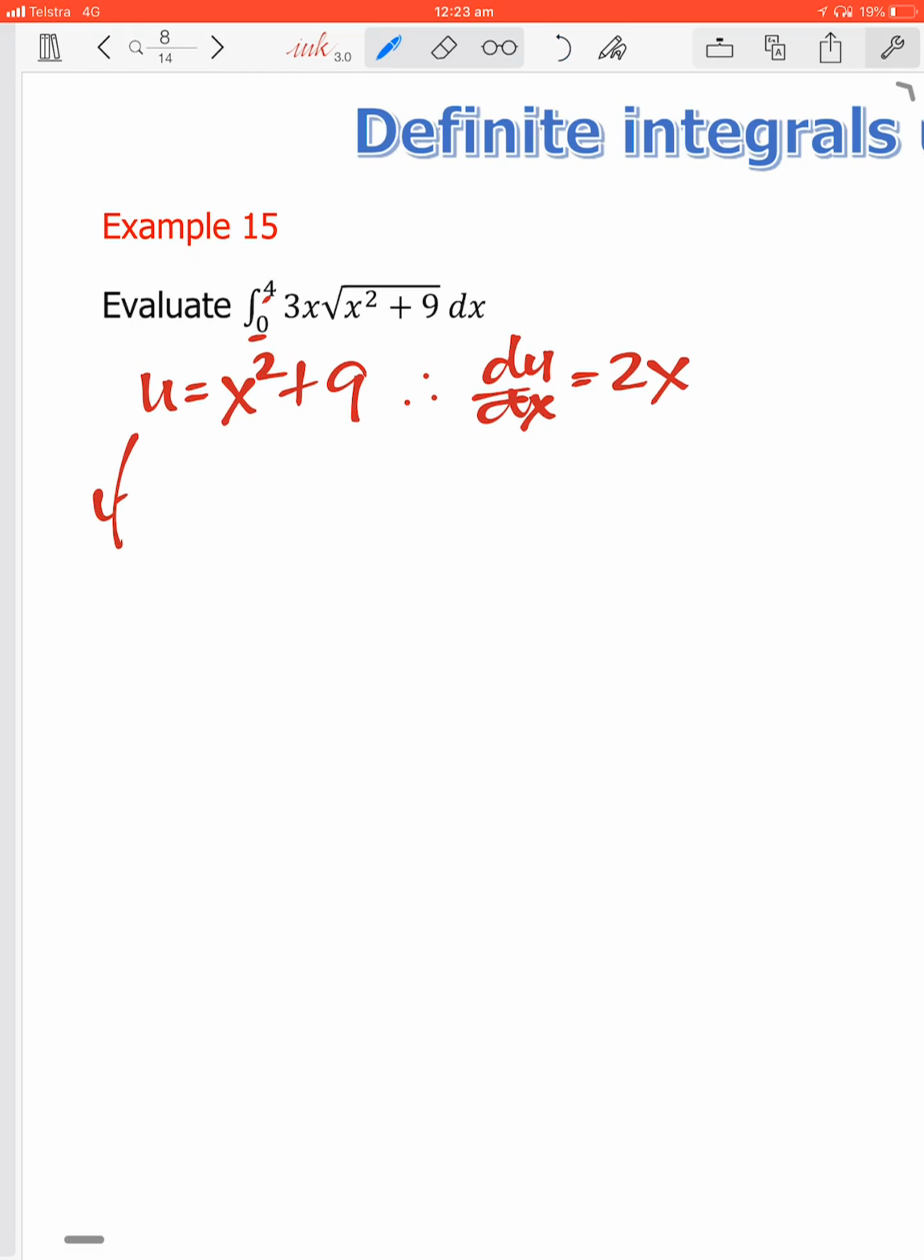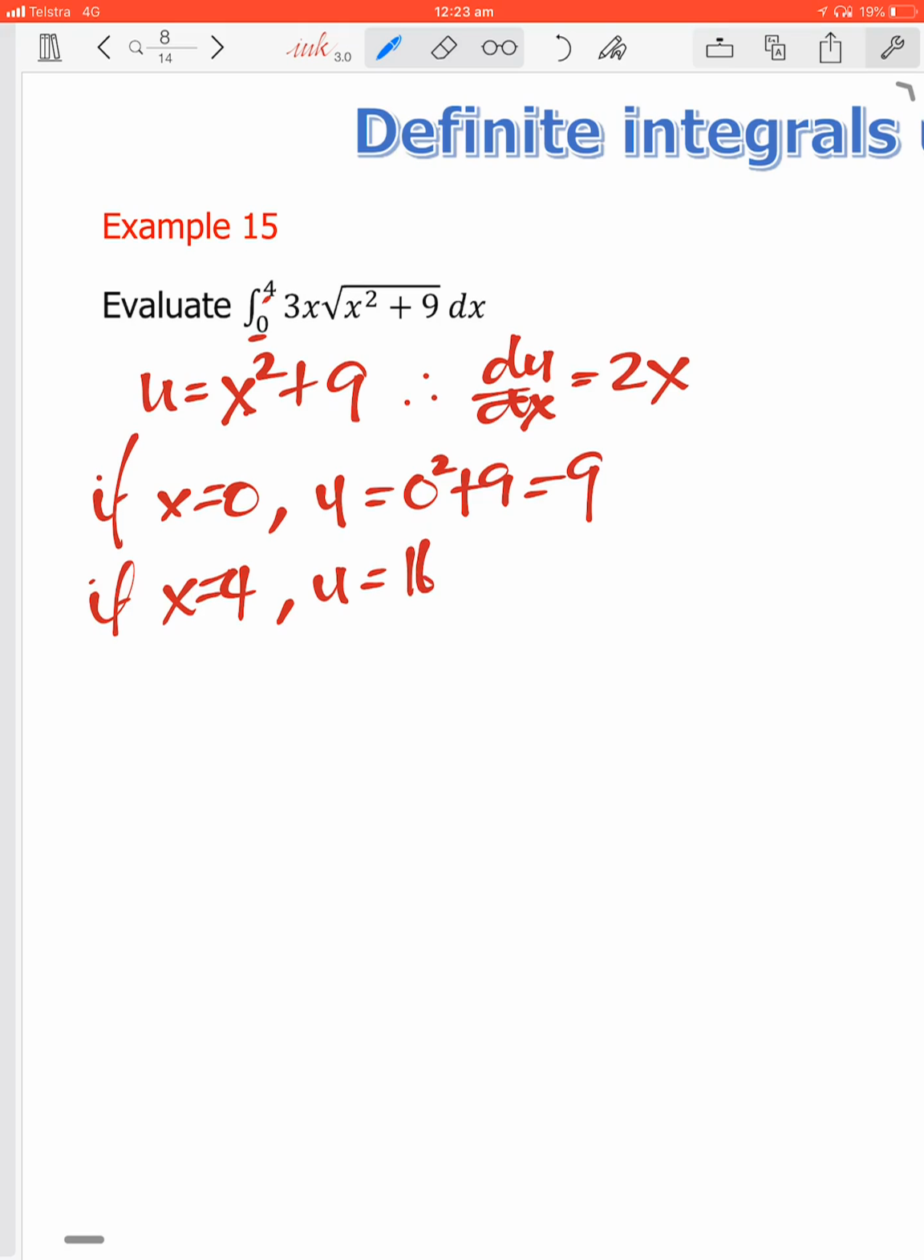x equals 0, u is equal to 0 squared plus 9, which is 9. And then if x equals 4, u is equal to 4 squared plus 9, which is 25. So they're our new terminals. So as soon as we change over to u, and we've got a definite integral, we then have to go, okay, I want to go from 9 to 25.